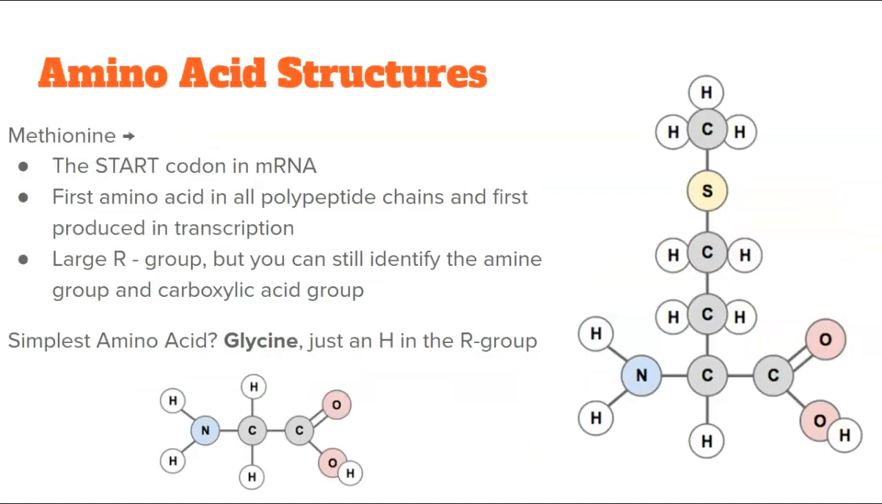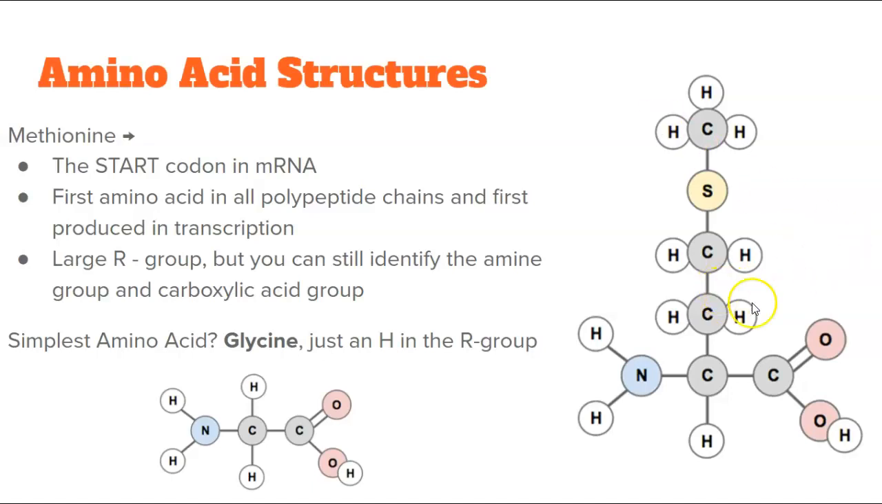And then last but not least, we're going to talk about amino acid structures. I am not going to have you memorize all of the amino acid structures, but I would like to talk about them so that you can see, especially methionine, this big one right here on the right-hand side. This methionine is probably going to be the only one that you know everything about. Methionine is the start codon in mRNA. It is always the start codon in mRNA. There is never, ever, ever a different start codon in mRNA. It is the first amino acid in all polypeptide chains and first produced in transcription. It is always the beginning.